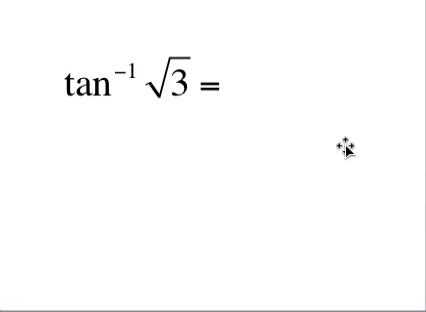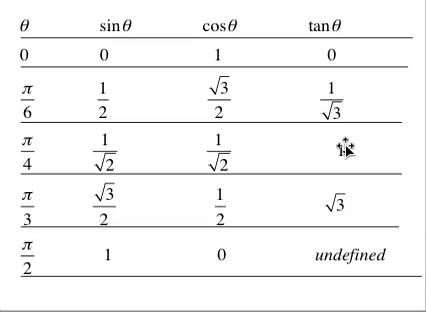So here's my first example. I want to say the arctangent of root 3. So we're going backwards from this table. If the answer is root 3, what is the question? Remember, for an inverse function, y becomes x, x becomes y. Answer becomes question. So the arctangent of root 3 would simply have to be pi over 3.